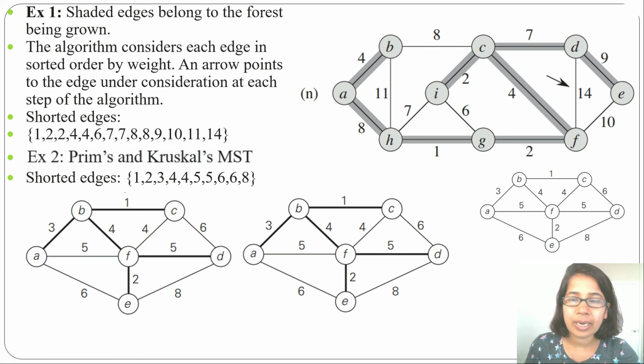In today's lecture, I explained one example with both Prim's and Kruskal's algorithm.